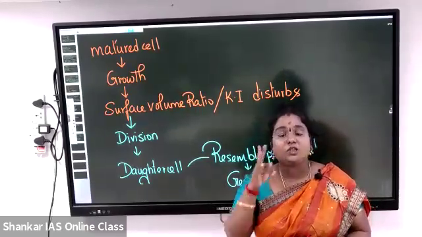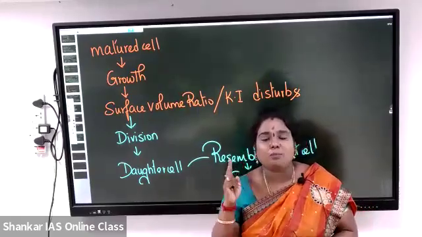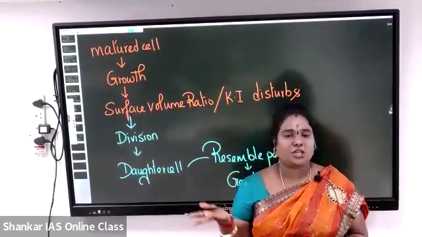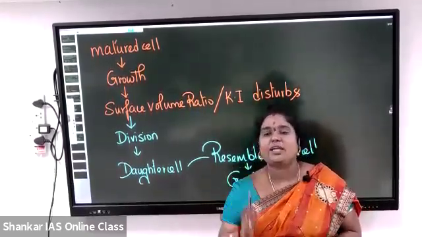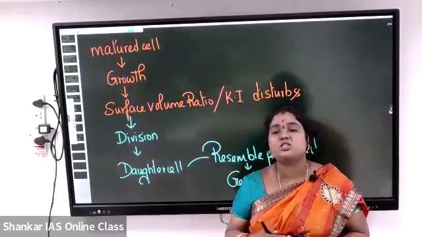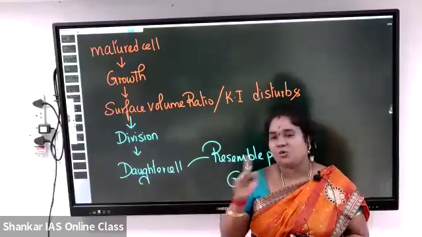And I gave you two reasons for cell division. What are the two reasons? One reason is the karyoplasmic index ratio. The second reason is the surface to volume ratio. What is the line saying about the karyoplasmic index ratio? When the nucleus and the cytoplasm are not in equilibrium, obviously the cell will undergo a division. That was the first point.